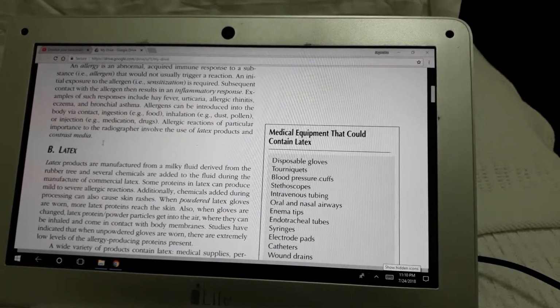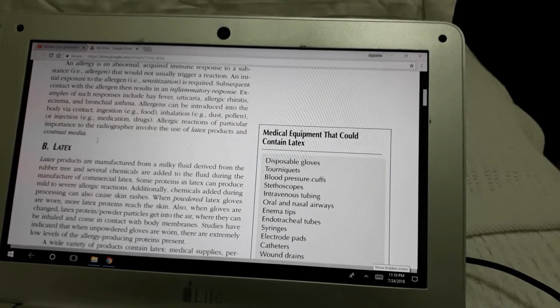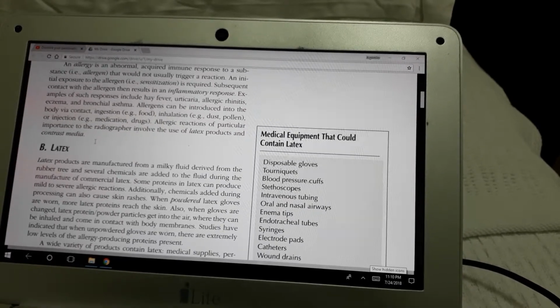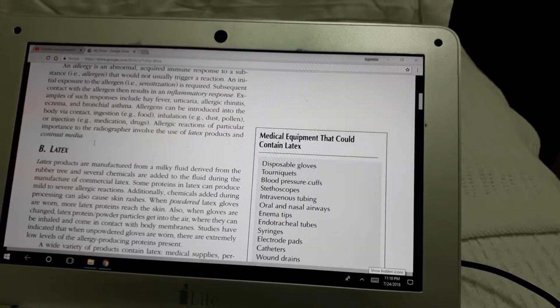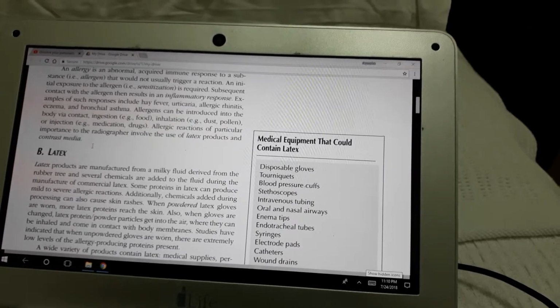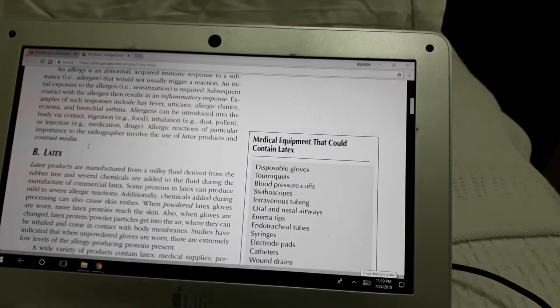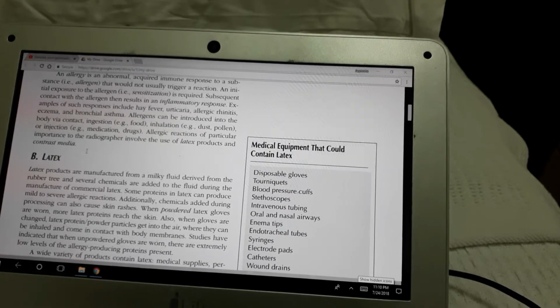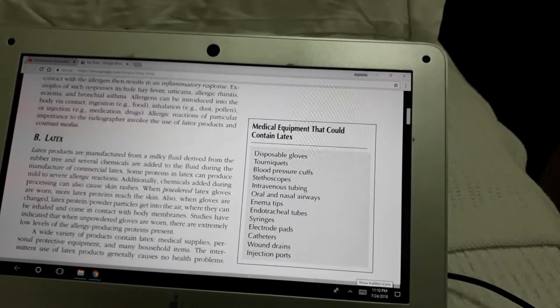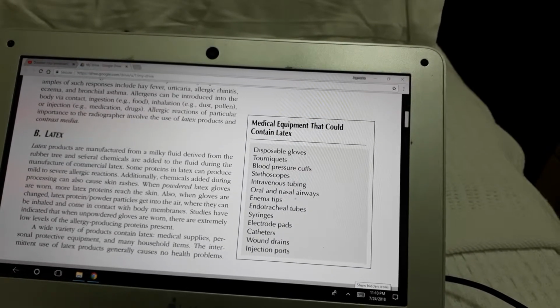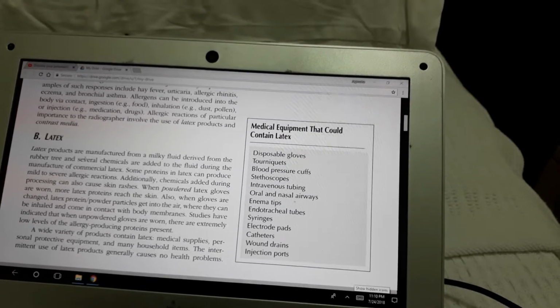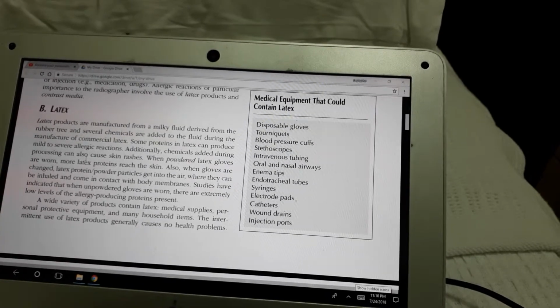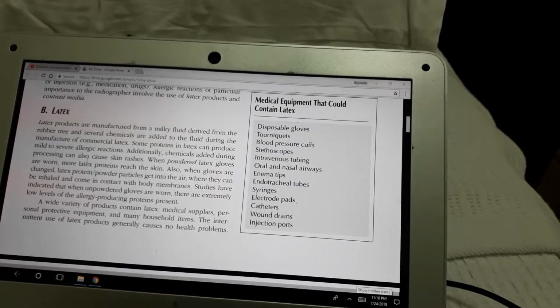Medical equipment that could contain latex: disposable gloves, tourniquet, blood pressure cuff, stethoscope, intravenous tubing, oral and nasal airway, enema tube, endorectal tube, syringe, electrodes, pad, catheter, wound drain, injection port.